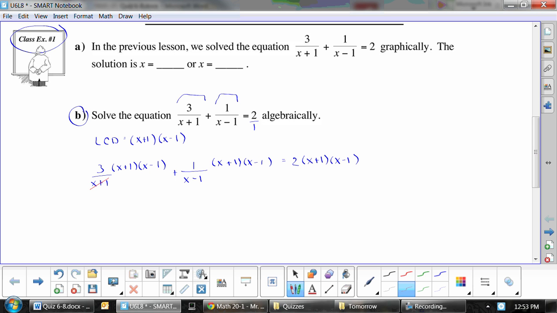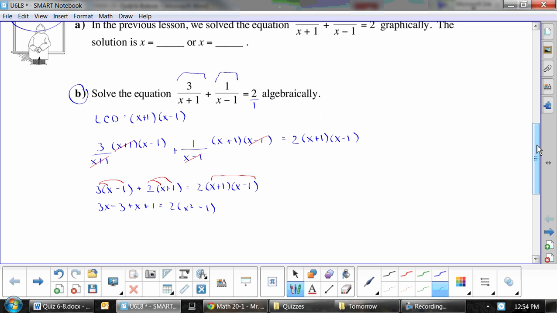And so we can cross these out right away. We can cross these out right away. And so we get 3 times x minus 1 plus 1 times x plus 1 is equal to 2 times x plus 1 times x minus 1. Then we just want to distribute our 3 and FOIL this. So we get 3x minus 3 plus x plus 1. And this FOILs so nicely because we know it's a difference of perfect squares.